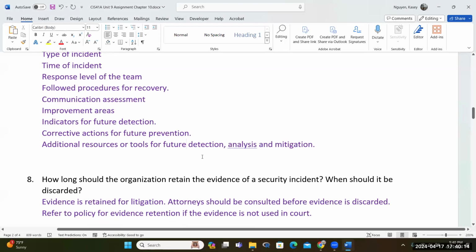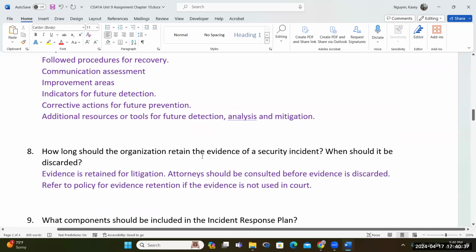Question. So how long should the organization retain the evidence? We touched on this earlier with a similar question. As long as there's a legal requirement, right? Or internal requirement.